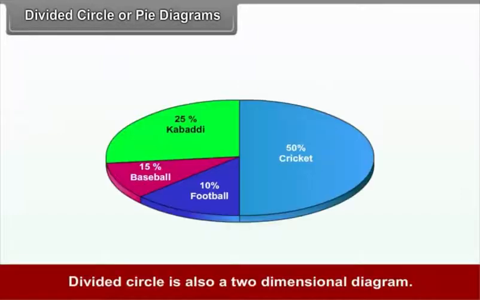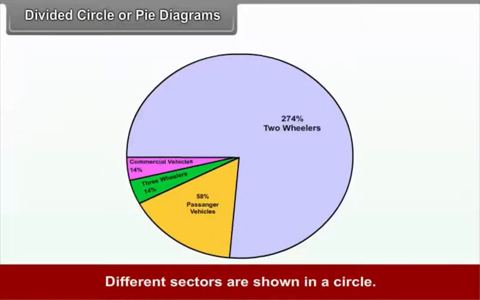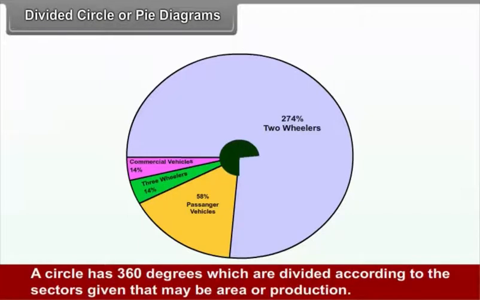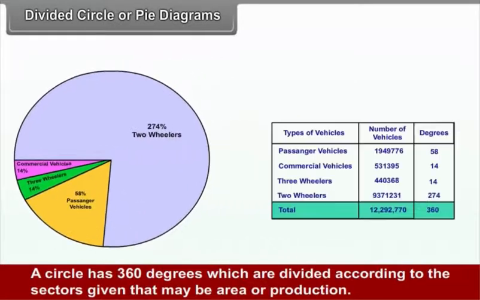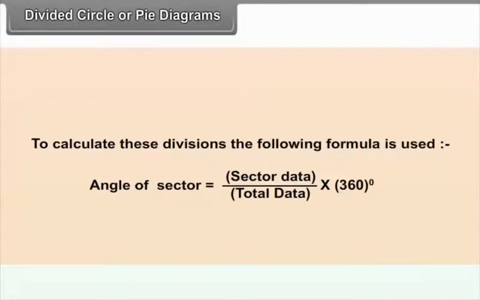Divided circle or pie diagram. Divided circle is also a two-dimensional diagram. Different sectors are shown in a circle. A circle has 360 degrees which are divided according to the sectors, given that may be area or production. To calculate these divisions, the following formula is used. Angle of the sector is equal to sector data upon total data into 360 degrees.